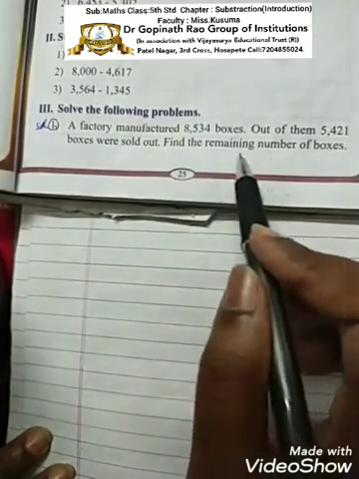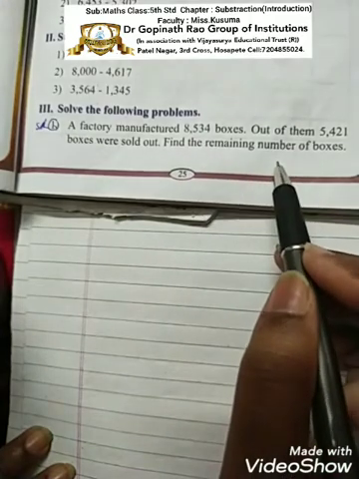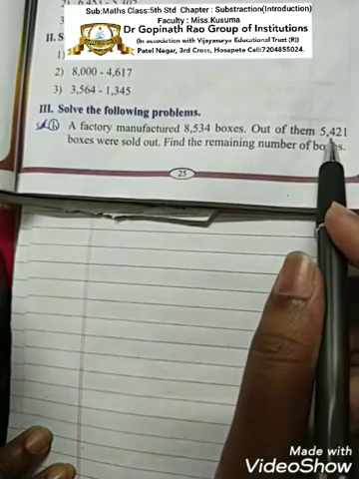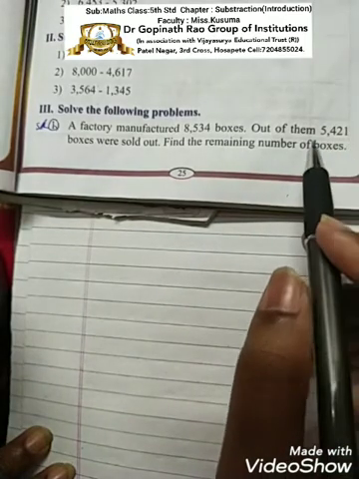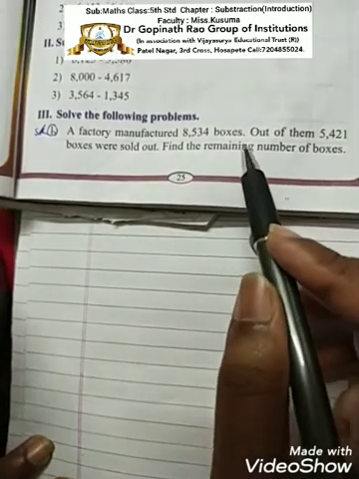Now we have to find out the remaining, means we have to subtract. Means we have to subtract 8,534 minus 5,421. Is it clear, children? You have understood the question. Now let us answer this question.